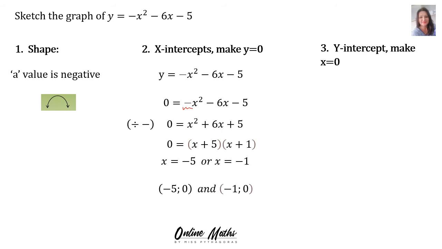The third step is to find the y-intercept. For the y-intercept, make x 0. There's our equation. And then when we make x 0, we end with the y-intercept is equal to -5. And as a coordinate, it's the point (0, -5).